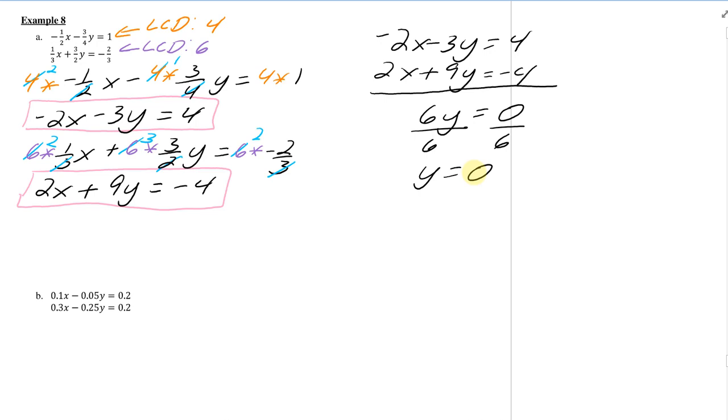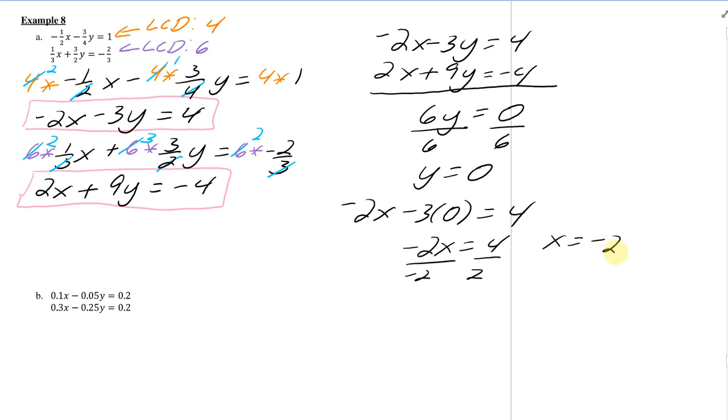Now I just have to solve for the other one. And remember, you can plug this back into one of the nicer looking equations. So this will be negative 2x minus 3 times 0 equals 4. So that's negative 2x equals 4. Divide each side by negative 2, and I get x equals negative 2. So I'll just write my solution here. I did a much better job of managing my space this time. So it's negative 2, 0. Okay, so we had that one. And now let's go to the other one.